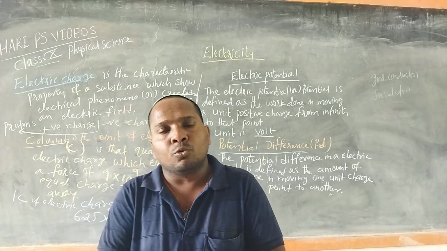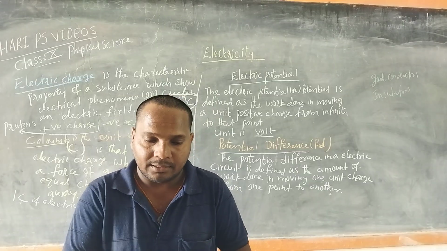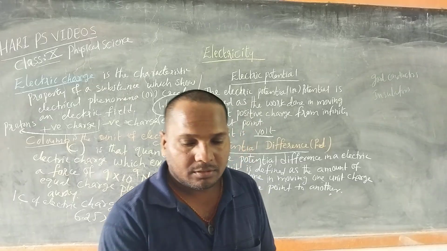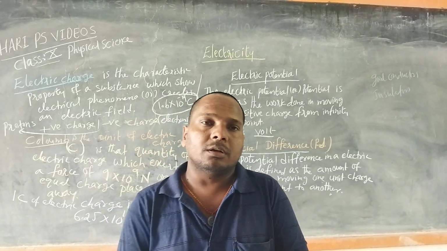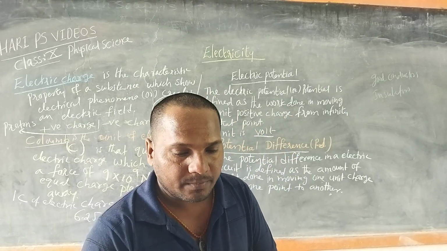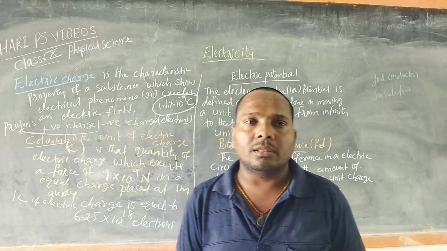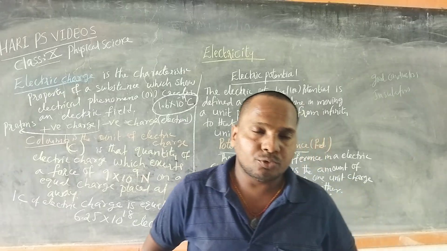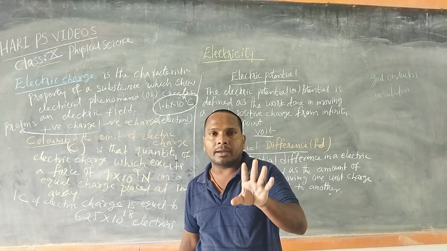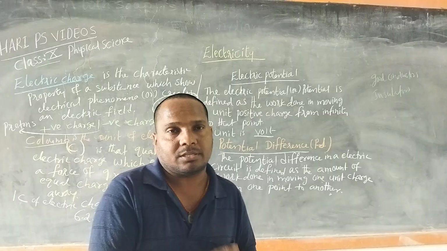Those substances through which electricity can flow easily are called good conductors. All the metals are good conductors of electricity. Those substances through which electricity does not flow are called insulators. Glass, ebonite, rubber and most of the plastics are insulators. So why are some substances good conductors and some insulators? Because of the presence of free electrons.